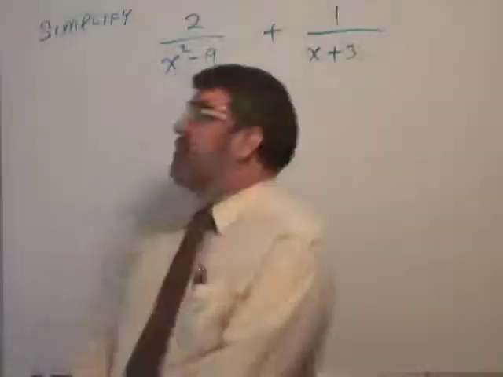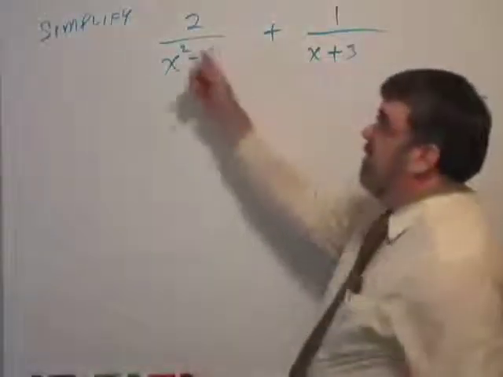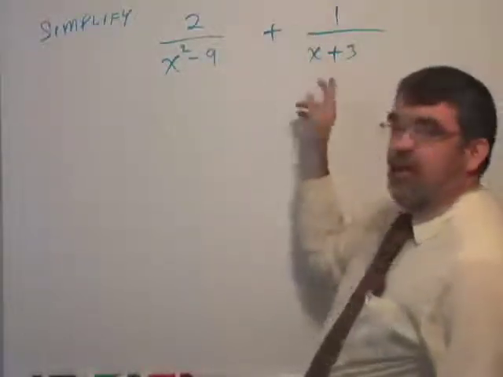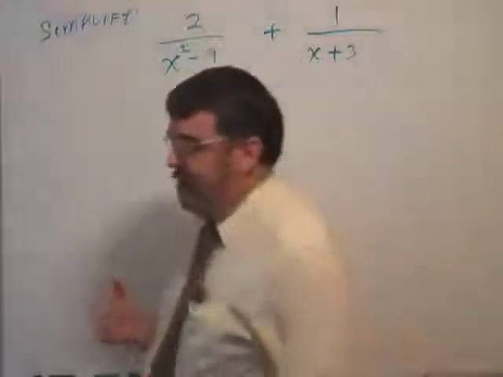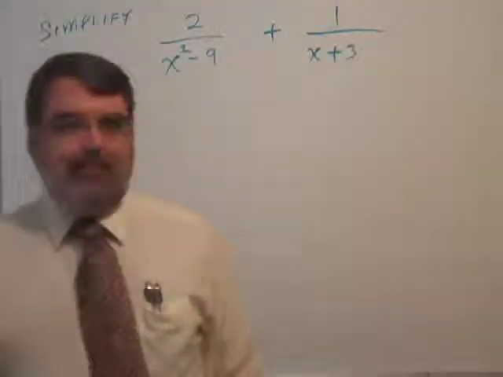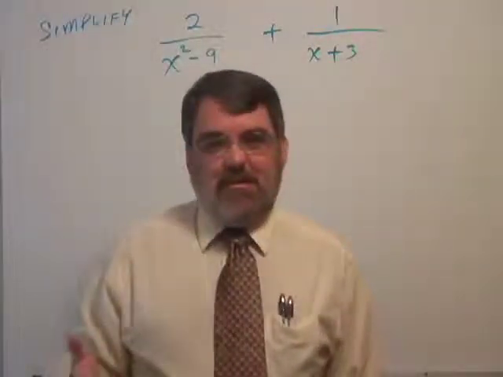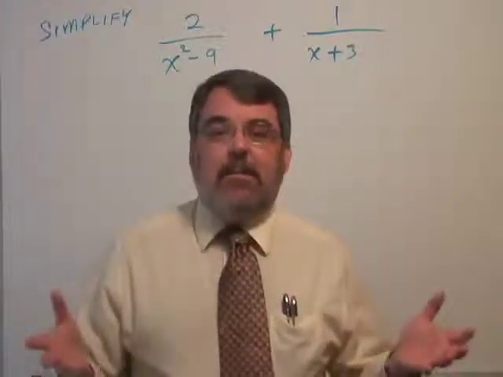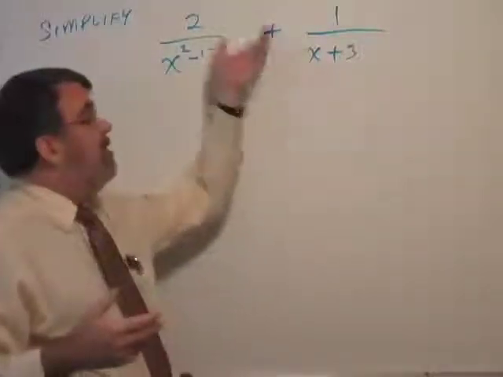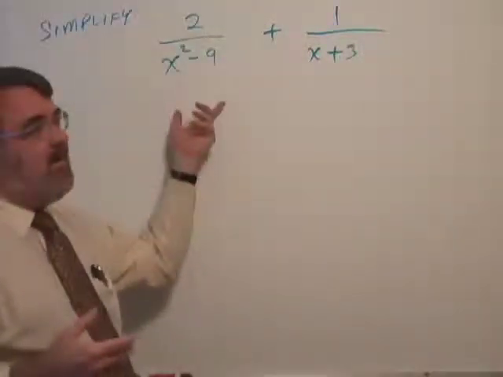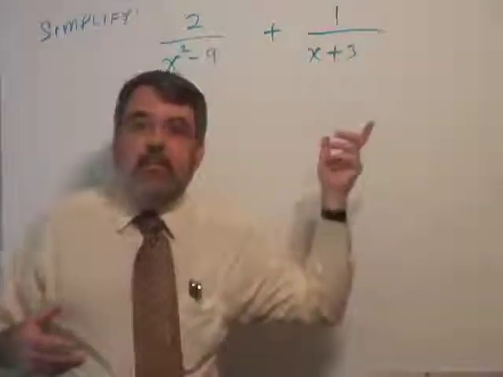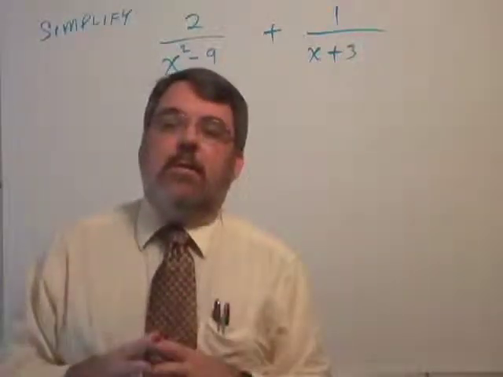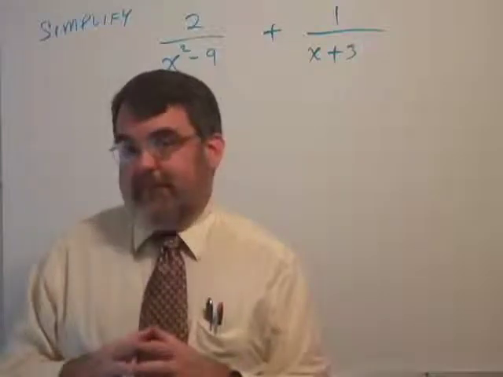Let's read through this problem. Simplify. 2 over x squared minus 9 plus 1 over x plus 3. Some students really make it hard on themselves by just assuming that you build common denominators by taking this part and multiplying top and bottom, and taking this part and multiplying top and bottom over here. That will create a common denominator, but it won't create the least common denominator.